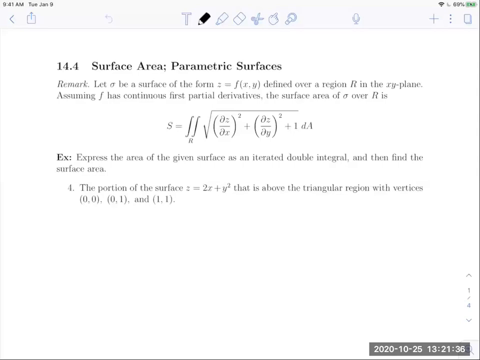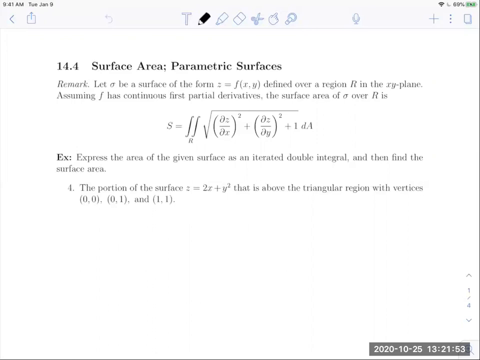Now that we've had some practice working with double integrals in both rectangular and polar coordinates, we'd like to look at some applications of these double integrals, which leads us to surface area and parametric surfaces. So I begin here with a remark that's going to tell us how we're going to compute this surface area.